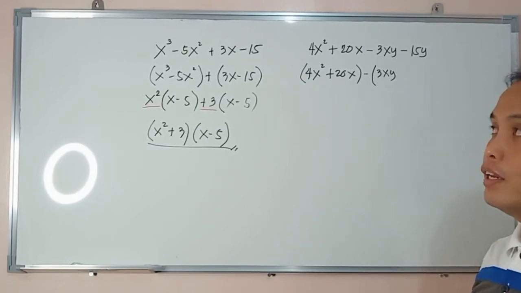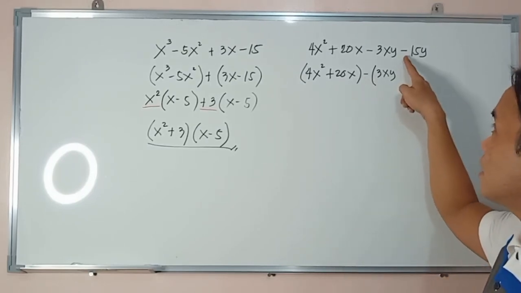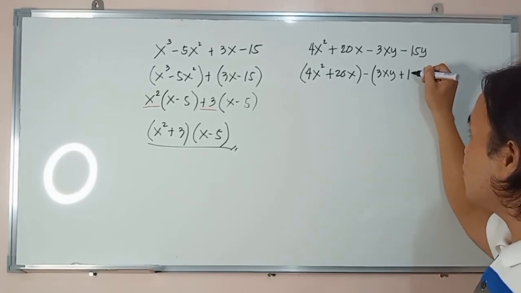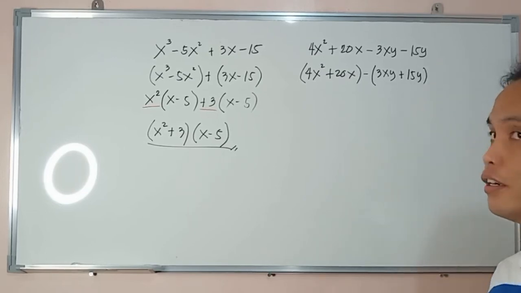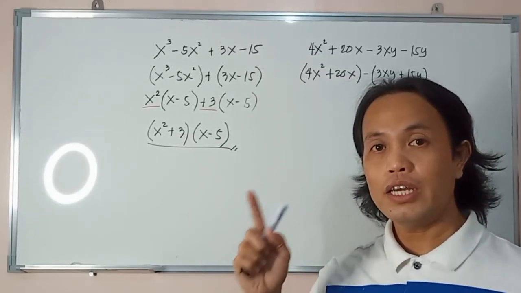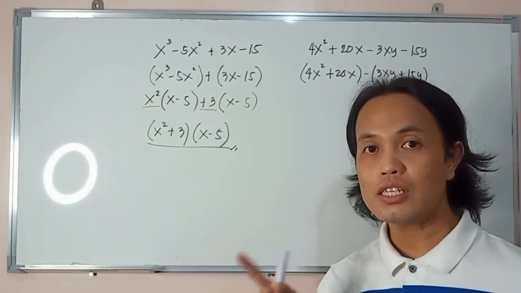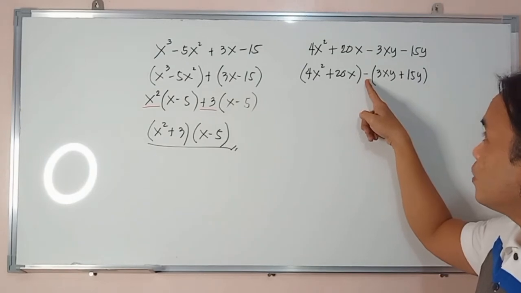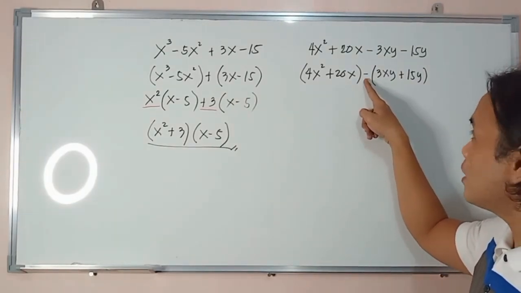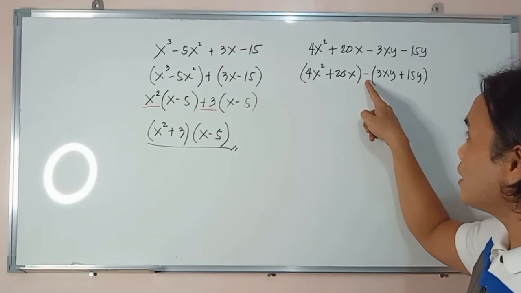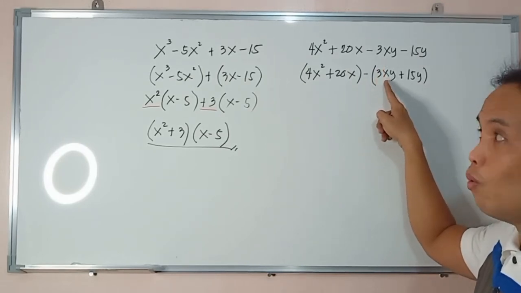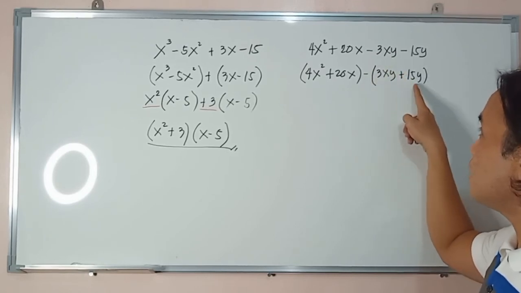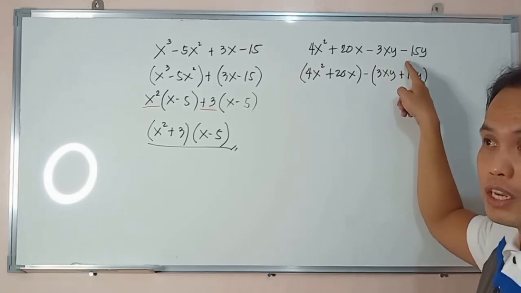Now this time, since this is minus and this is negative, our sign here shall be positive, positive 15y. As I've said earlier, the negative sign shall change the sign inside the parentheses. When we multiply the negative, it is assumed to have negative 1. Negative 1 times 3xy will have negative 3xy. Negative 1 times positive 15y, we have negative 15y.